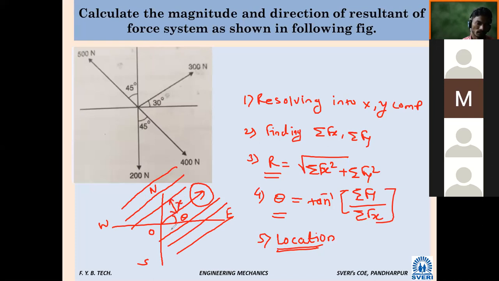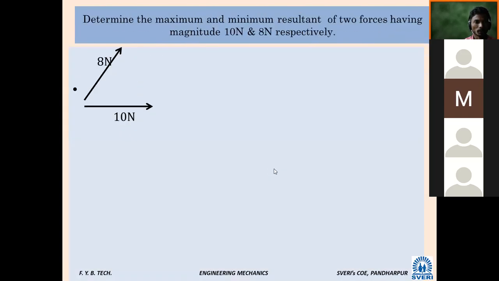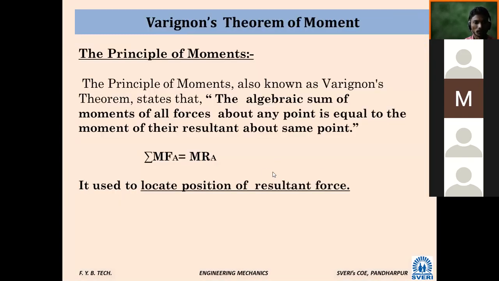Suppose this is x, or maybe this is y. We calculate this distance using Varignon's theorem. One more concept to remember: the minimum distance between two parallel lines is the perpendicular distance. So there should be a perpendicular here. What is the formula of moment? Magnitude into perpendicular distance.